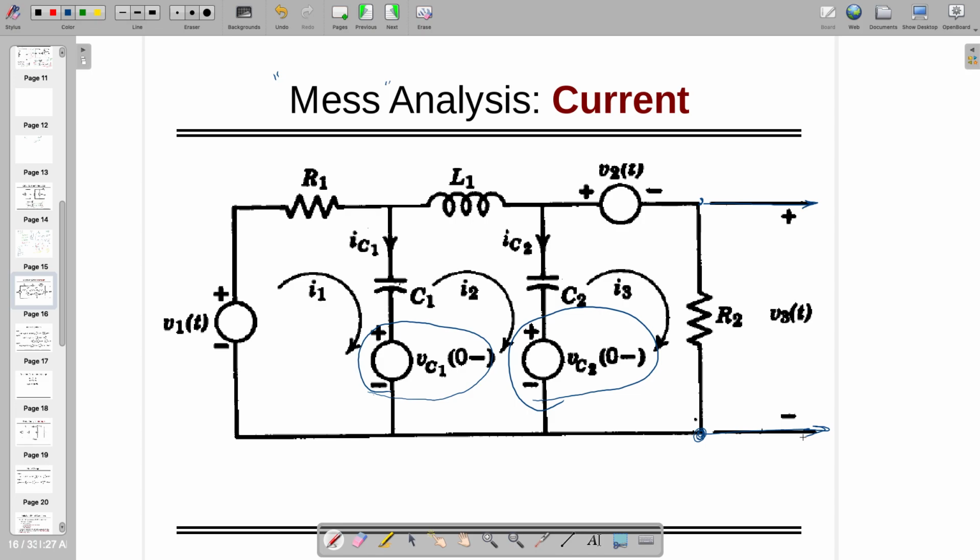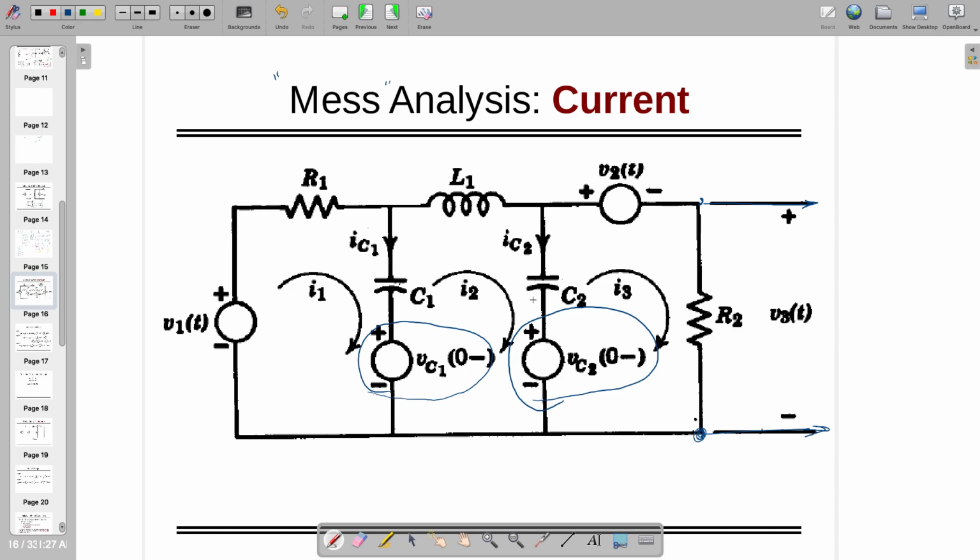The first equation should be V1 of t minus VC 0 minus is equal to R1 times I1 of t plus 1 by C1 integration of I1 of t dt minus the I2 part also, right? Can you write down this? This is just for your practice. The answer is already given in the next slide.